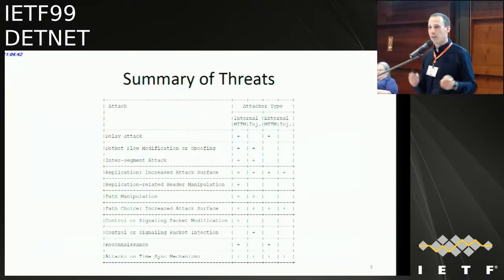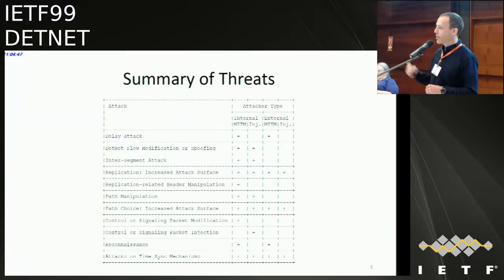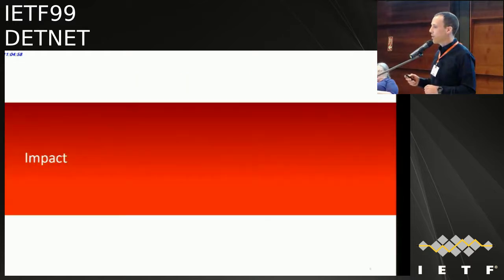And since we love ASCII art tables, there's a lot of them in the draft. So this is an ASCII table that basically summarizes the attacks, and for each attack, it tells us which attacker types are relevant to that attack. More details in the draft.